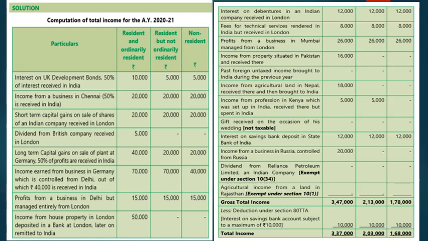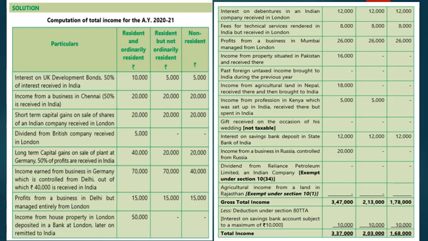Income from property situated in Pakistan and received there. So a foreign income is taxable only to residents. Past foreign untaxed income brought to India during the previous year. It is not taxable for any assessee because only the income of the previous year is taxable for this year. That is why past foreign untaxed income brought to India during the previous year is not taxable in this assessment year. It will be computed separately.